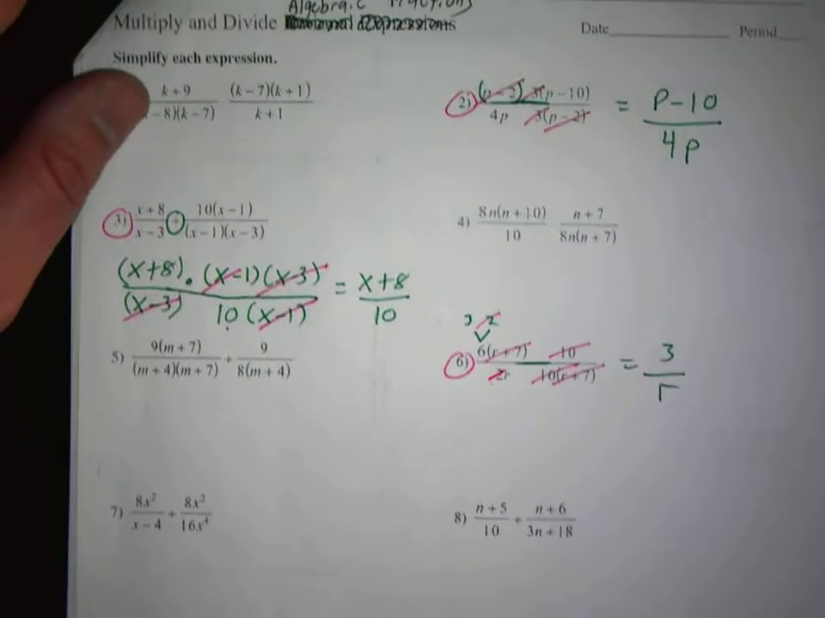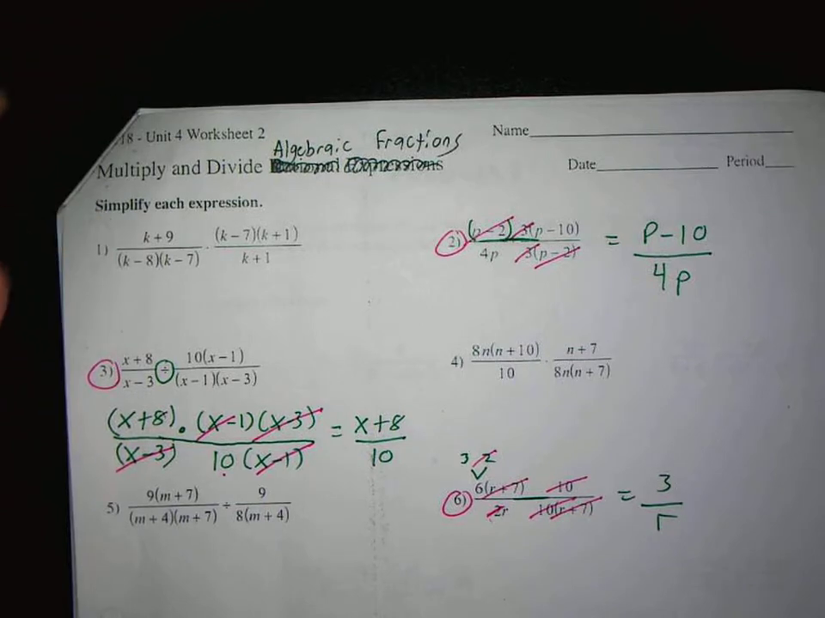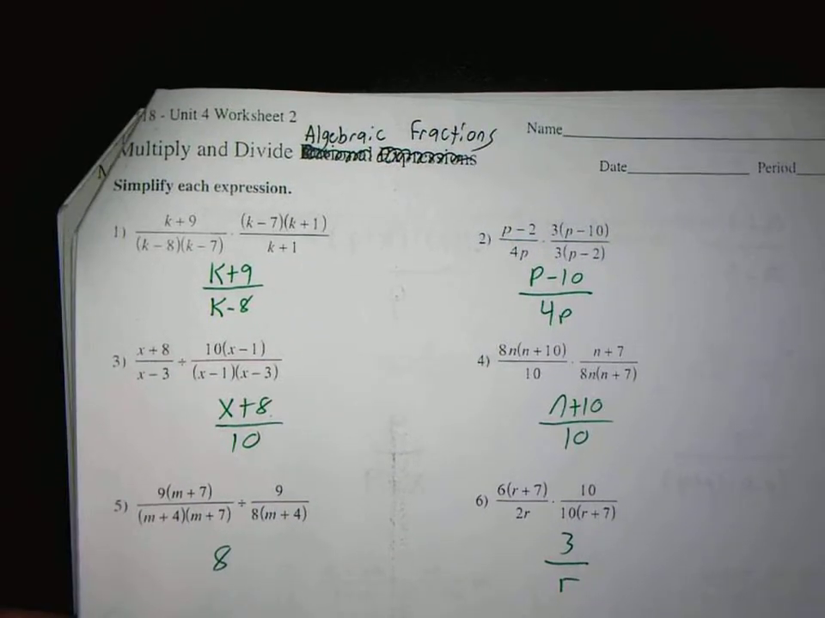So 1 through 6 is already all factored for you. I want you to try 1, 4, and 5 yourself. When you're finished, you should get those answers.